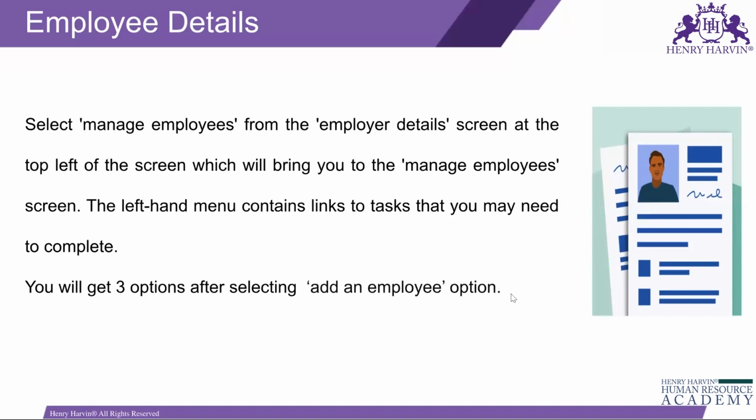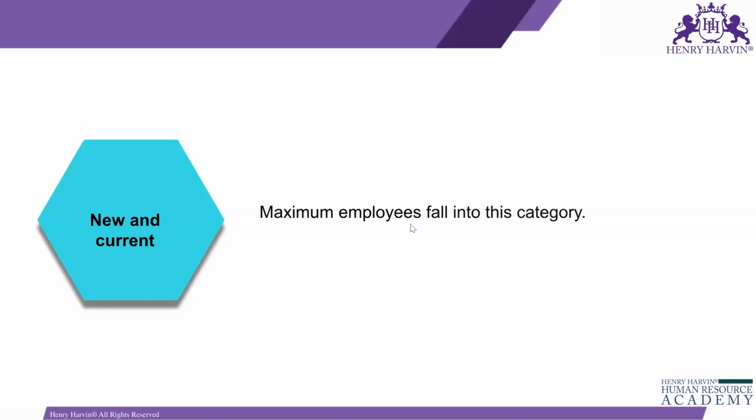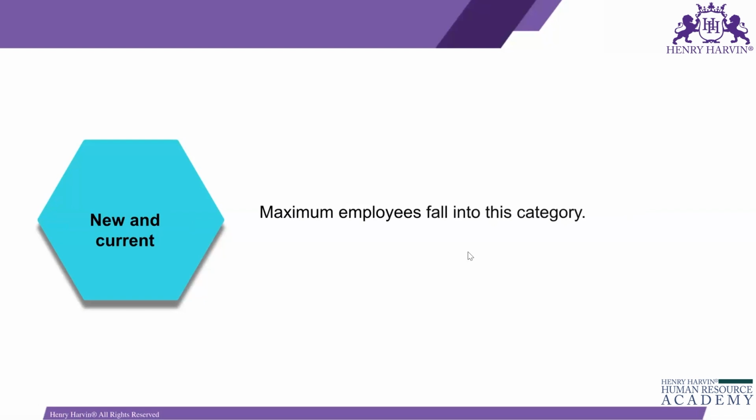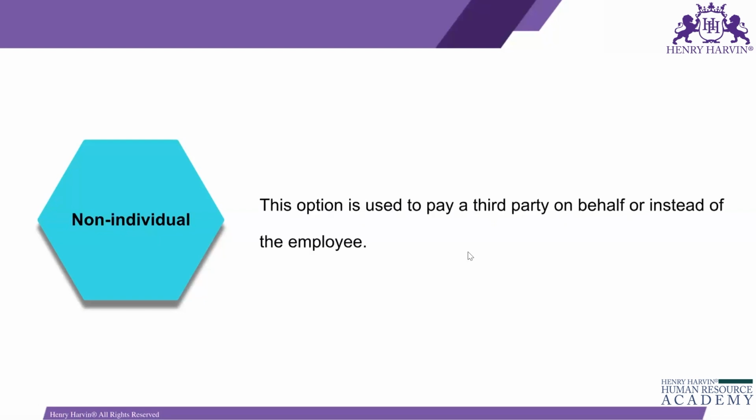Okay, so now new and current employees fall into this category. Okay, whenever you add them, these are new and current employees. You can add or amend details for the employee. Non-individual, but it is not recommended normally. Non-individual, this option is used to pay a third party instead of the employee. Okay, this option needs to be set up. This option is available, but ideally people do not use it from HMRC. So it could be like if an employee has requested to pay someone on the employee's behalf, you can add that person.